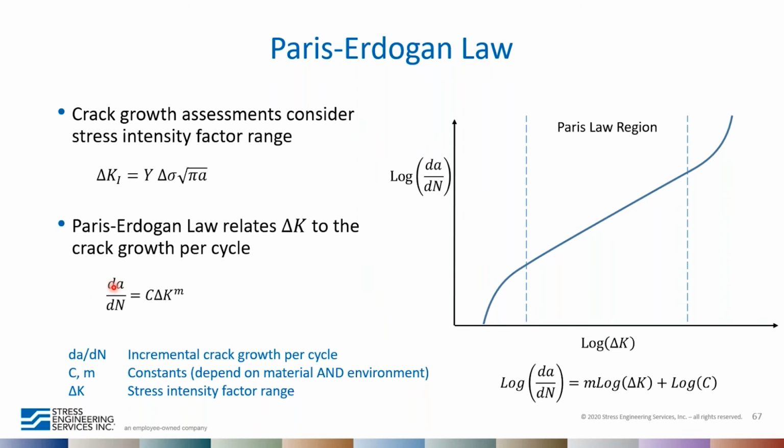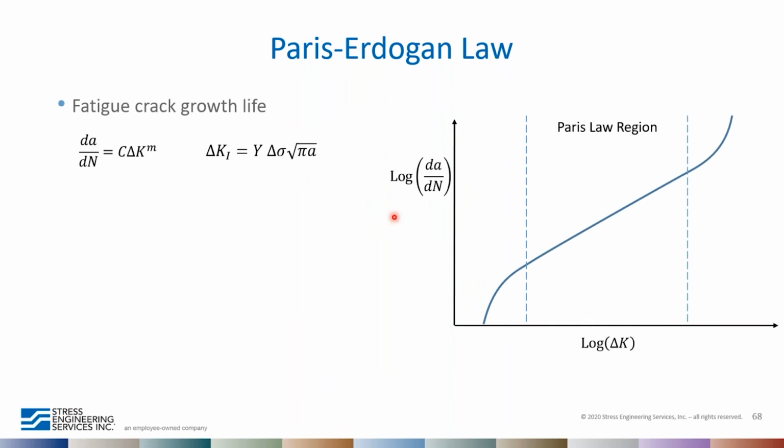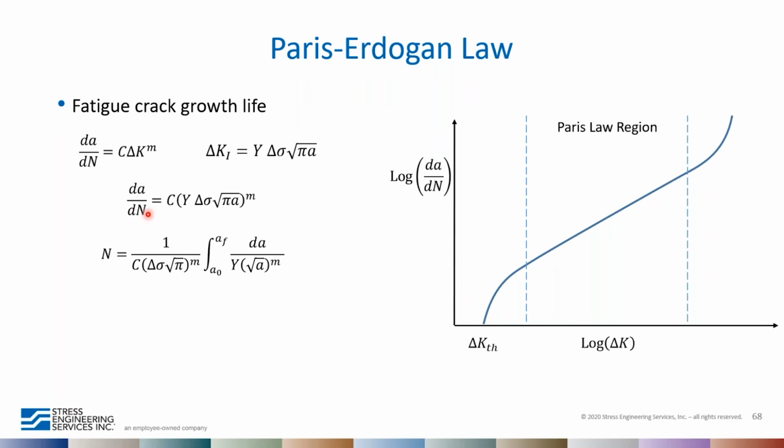If we take the power relationship and take the log of both sides, we see that it is indeed a linear relationship with a slope and an intercept. If we combine these two equations, the da/dN and the delta K equation, we can estimate the fatigue crack growth life by taking the integral of both sides. And of course, a varies over the course. The size of the crack is changing as the crack progresses, and so you have to take the integral there.